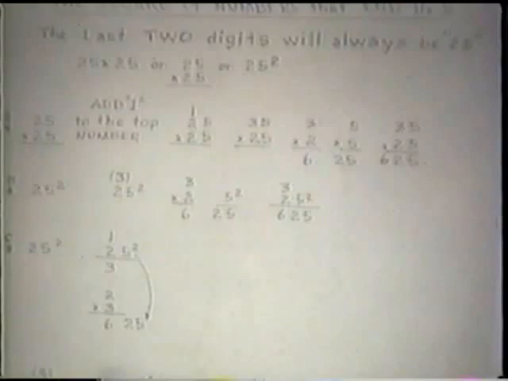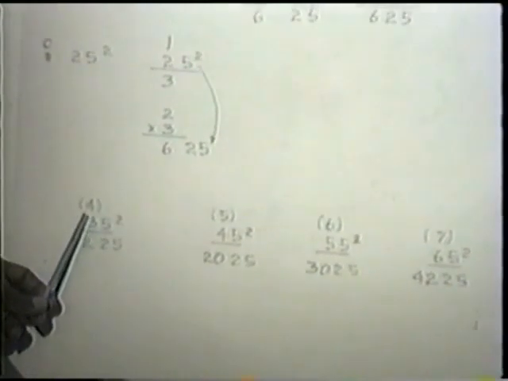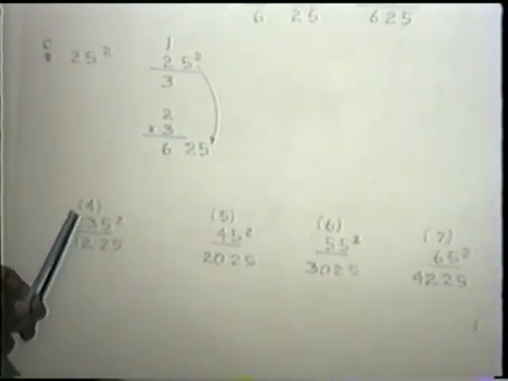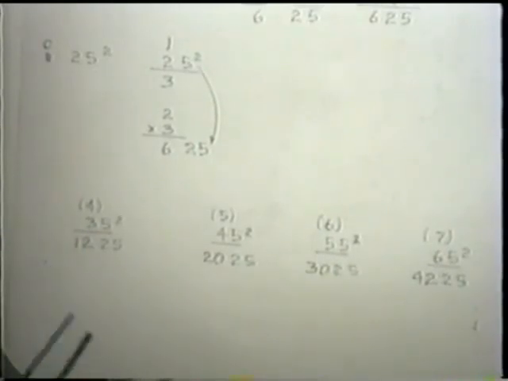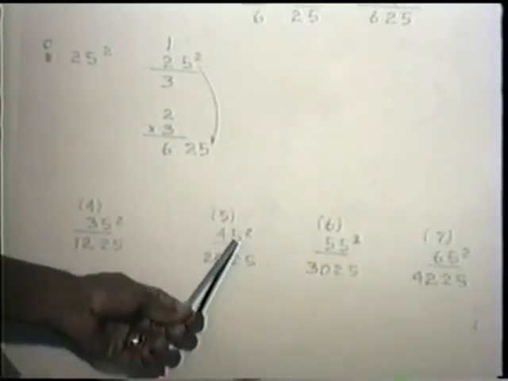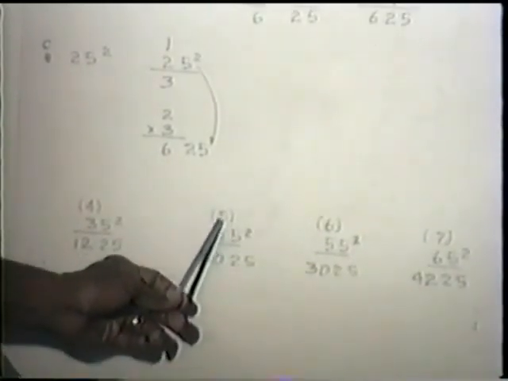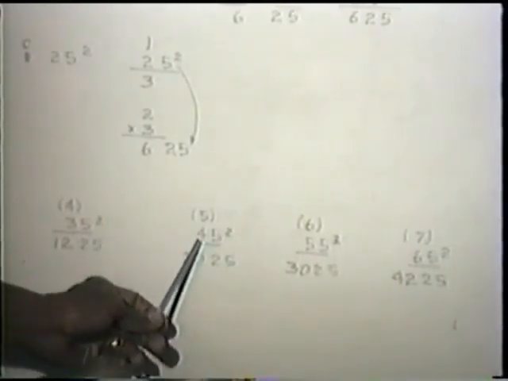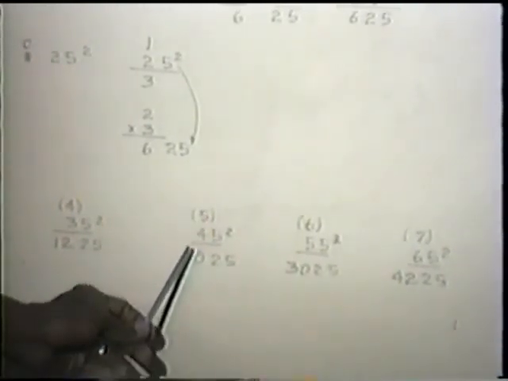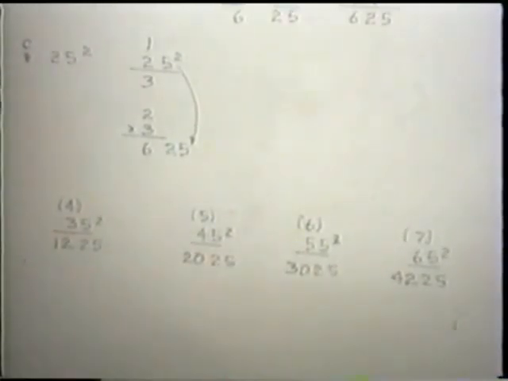Let's do 35 times 35. 5 times 5 is 25. 3 times 4 is 12. Remember, we changed this 3 to a 4 by adding 1 to it. Now 45 times 45, or 45 square. Remember, we changed this 4 to a 5. 5 times 5 is 25. 4 times 5 is 20. 45 times 45 is 2025.